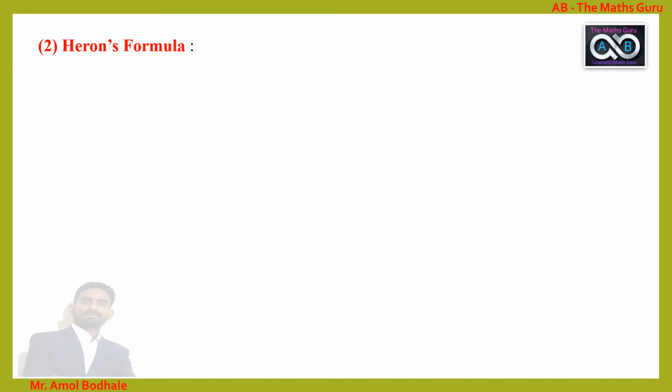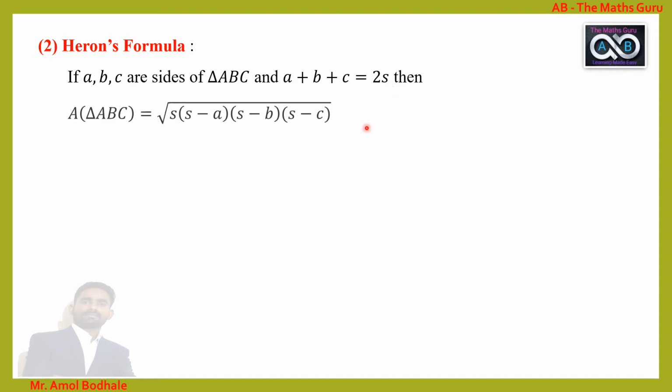Let's see the second unit, that is Heron's formula. We have already learned this formula. So in triangle ABC, where small a, b, c are sides, a plus b plus c is 2 times s, that is 2 times the semi-perimeter. Then the area of triangle ABC is equal to square root of s into (s minus a), (s minus b), (s minus c). So we have to prove this.